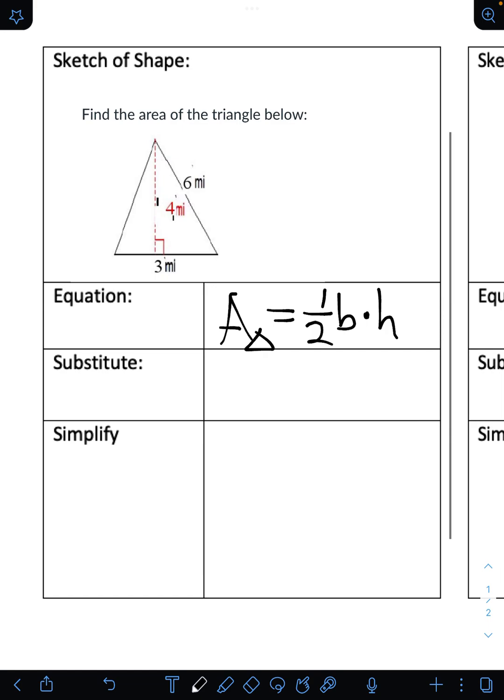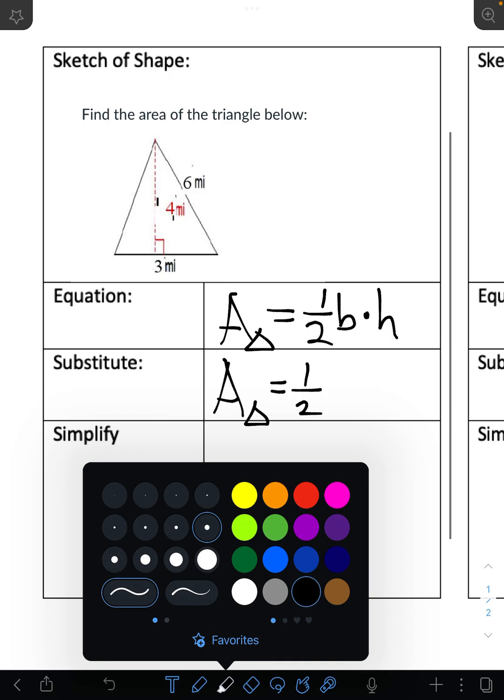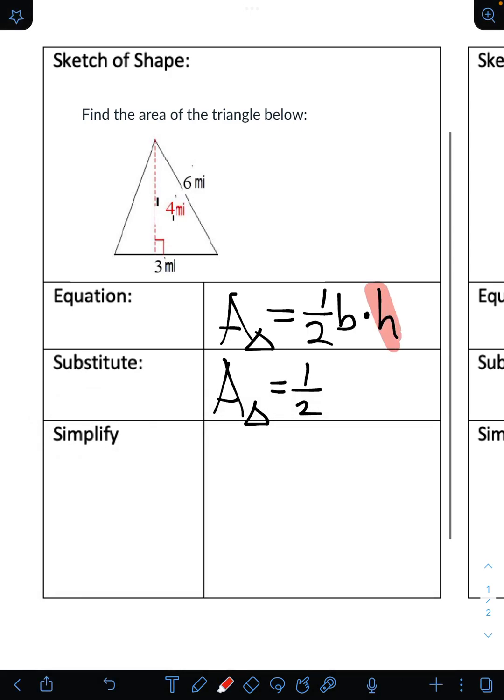Okay, now let's figure out what the base and height are, because the next part is to substitute. So the area of my triangle is 1/2. Now sometimes it's easier to find the height first, so we're going to go with that. What's the height? Well, the height meets the base at a 90-degree angle, or a right angle, or an L of some kind, as long as you see that box there. So this right here is going to be the height. So the height is 4.